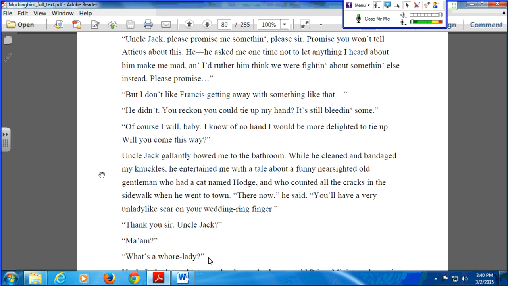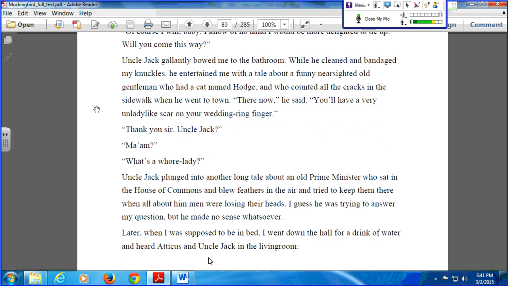Uncle Jack gallantly bowed me to the bathroom. When he cleaned and bandaged my knuckles, he entertained me with a tale of a funny nearsighted old gentleman who had a cat named Hodge, who counted all the cracks in the sidewalk when he went to town. "There now," he said, "you have a very unladylike scar on your wedding ring finger." "Thank you, sir. Uncle Jack, what's a whore lady?" Uncle Jack plunged into another long tale of an old prime minister who sat in the House of Commons and blew feathers into the air and tried to keep them there while all those men were losing their heads. I guess he was trying to answer my question, but it never made any sense whatsoever.